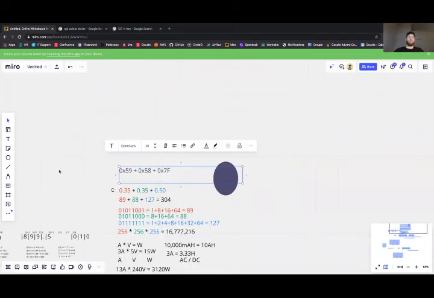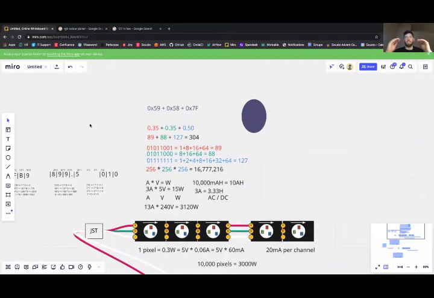So now you understand the relationship between color mixing, binary numbers that are used in digital signals, and hex values, which are used in software and web design and graphic design. This is the essence of color theory.